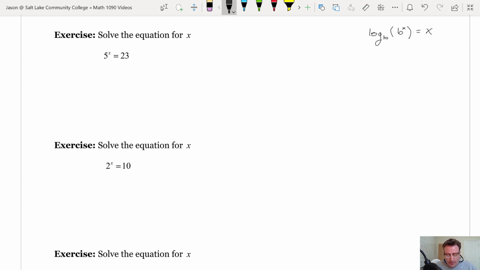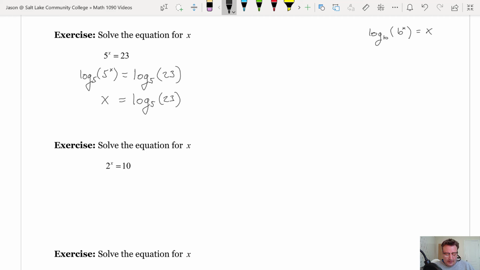Okay? So the point is, if I take the logarithm base 5 of both sides of this equation, then the left-hand side will just become x, right? In other words, log base 5 of 5 to the x is just x. But I have to do the same thing to both sides of the equation, of course. So I have log base 5 of 23 on the right-hand side. So the left simplifies to just x, and there we go. We get log base 5 of 23.